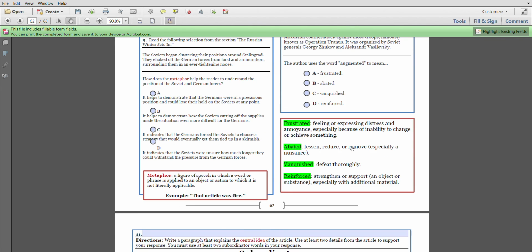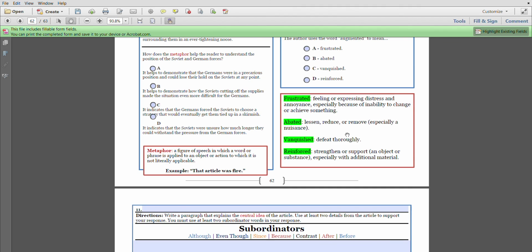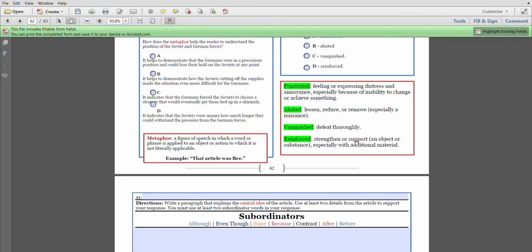And down here, guys, you have the definitions of those words. Frustrated is feeling or expressing distress and annoyance, especially because of an inability to change or achieve something. Abated, lessen, reduce, or remove. Vanquished, defeat thoroughly. Reinforced is to strengthen or support an object or substance, especially with additional material.